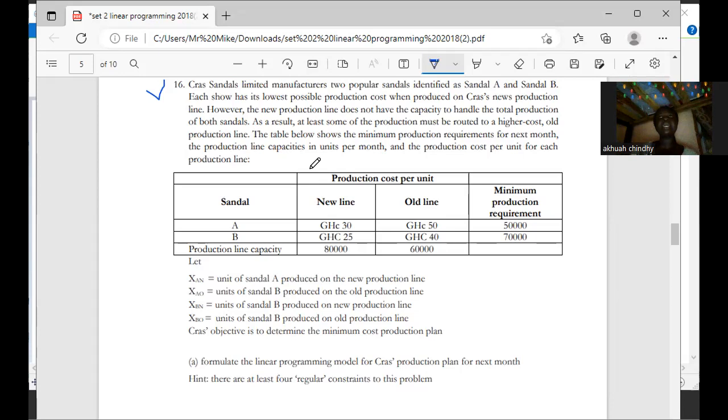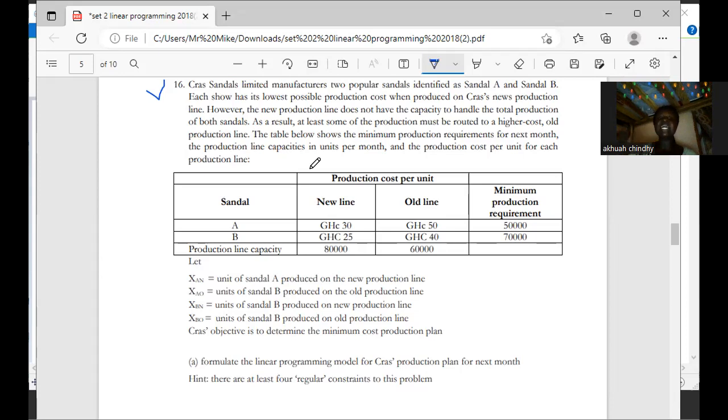It's normal. Any old thing, let's say you're even wearing old sandals and you're walking, it's likely that your legs are going to hurt you compared to wearing new sandals where you just move fast and you are okay. So in the same way with the sandals, if I use an old production line, the cost is going to be high. So the table below shows the minimum production requirements for the next month, the production line capacities in units per month, and the production cost per unit for each production line.